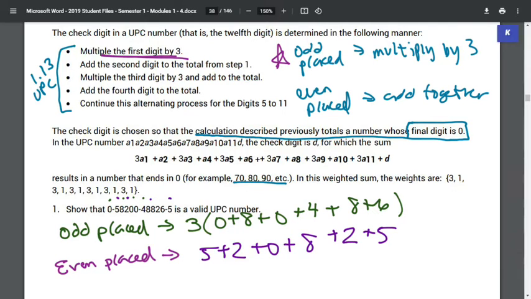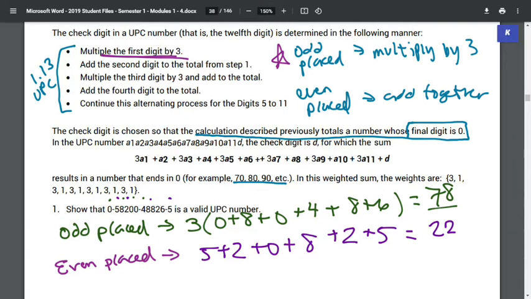That's going to be an even place. So we kind of just rotate those back and forth from even to odd. From there, you can plug all of that into your calculator. So when you plug in your odd placed, you're going to get 3 times whatever that number is in the parentheses, which is going to be 78. When we go and do all of our even placed, we're going to get 22.